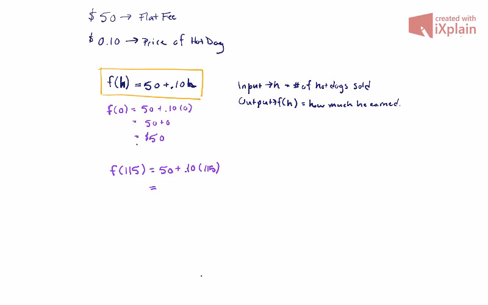Okay, recall now that we're done with the left-hand side. We've utilized the information or the instructions that it's provided to us. Now we're going to go ahead and solve this, and this becomes 10 cents times 115, which is 11.50. And then when we add this together, we find out that he will earn $61.50 from that day if he were to sell 115 hot dogs.